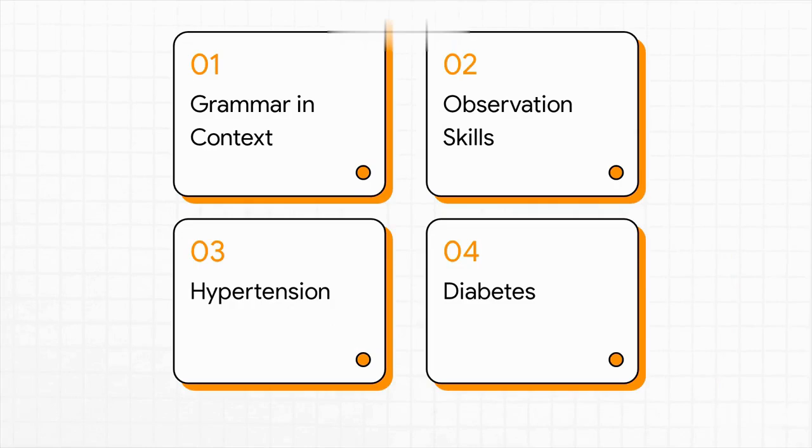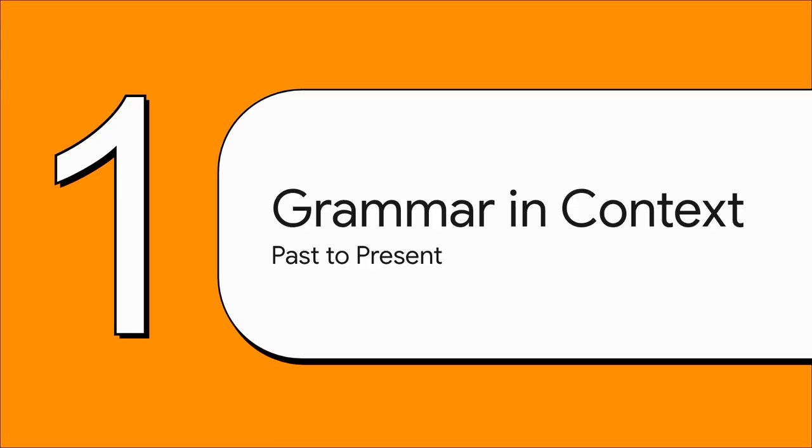Okay, let's dive into our roadmap for today. We'll start with grammar in historical context, then move into vocabulary and observation skills. After that, we'll shift gears into medical English, focusing first on hypertension and then, finally, diabetes. All right, let's kick things off with Section 1, Grammar in Historical Context, Anchoring the Past to the Present.